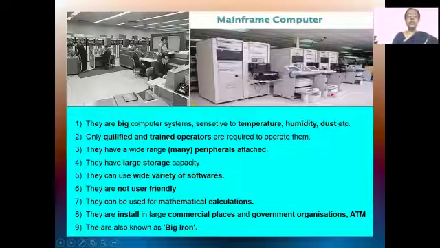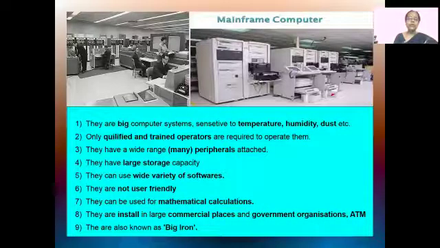The mainframe is one of the biggest computer systems, and it is very sensitive to temperature, humidity, and dust. If it gets heated up, it stops working, so they always keep it under the AC. On these computers, there are many people who are trained and can operate it. It's not just one person who can use it. You have to be qualified and trained to operate mainframe computers.